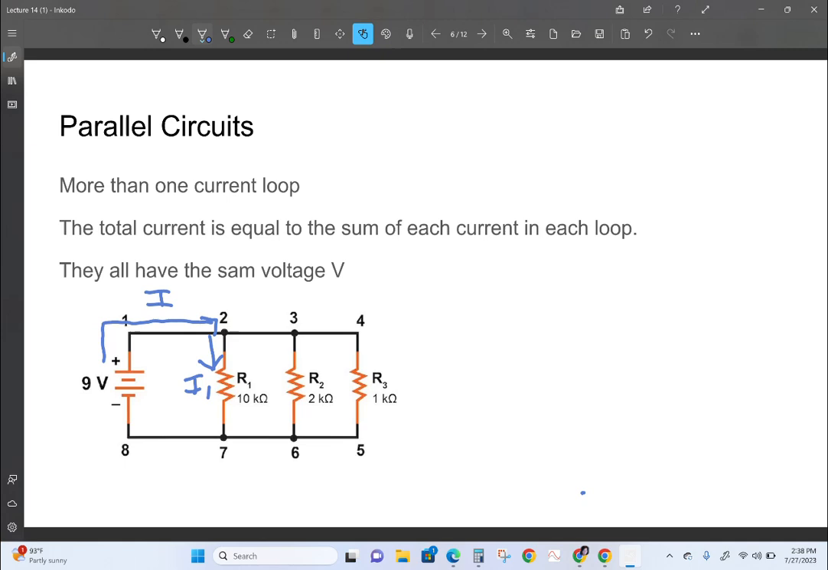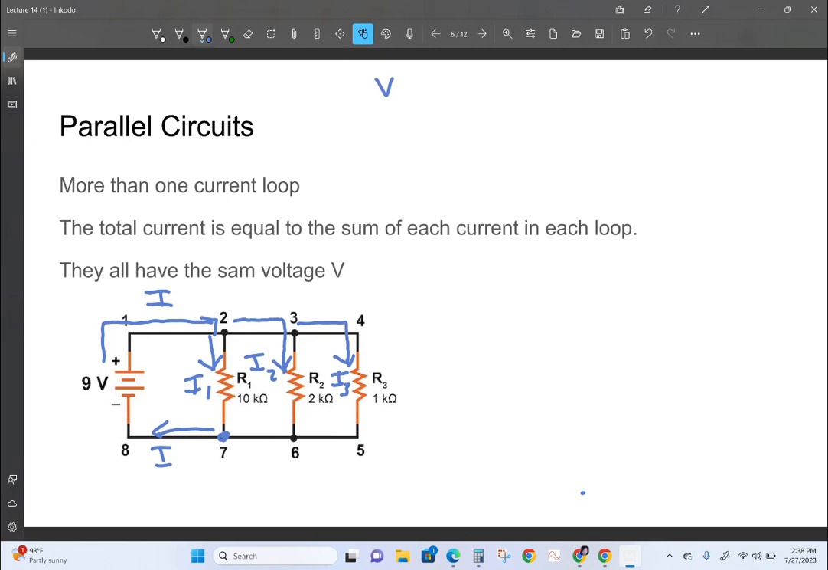So R1 has its own current. Some of it goes into the current for R2, I2. And then the third current goes into R3, I3. And when they get back to junction 7 over here, it's back to being I.